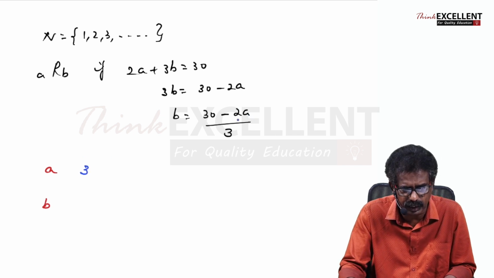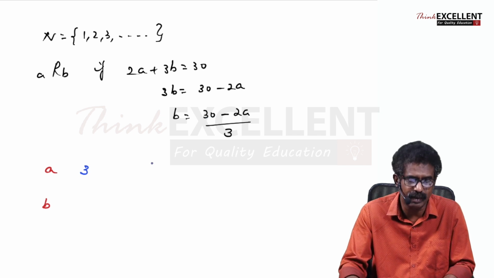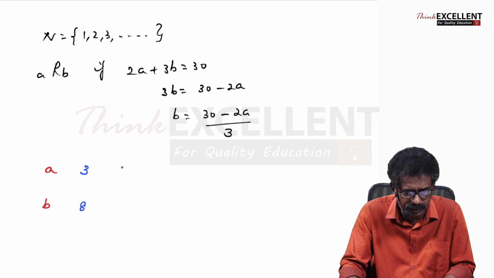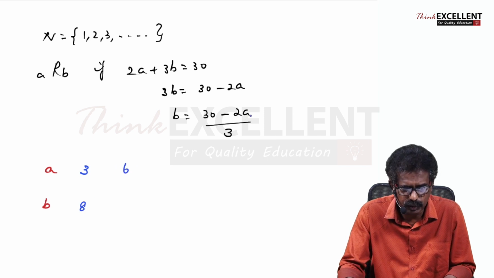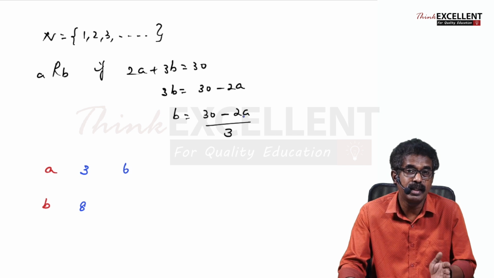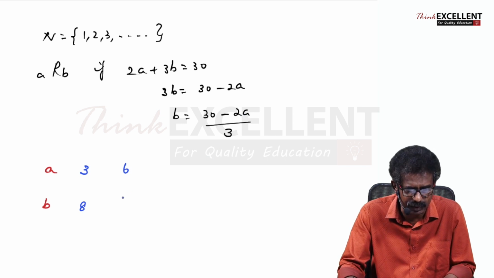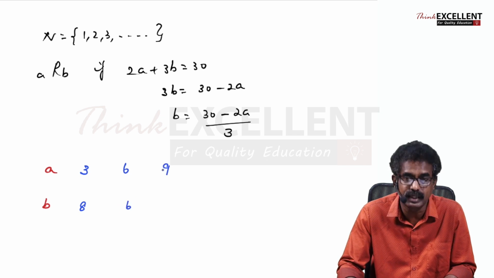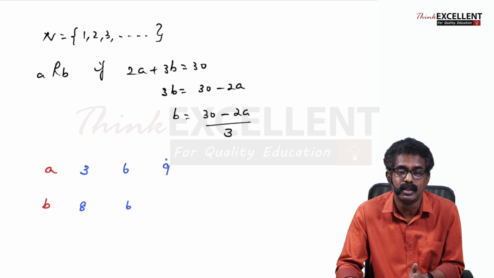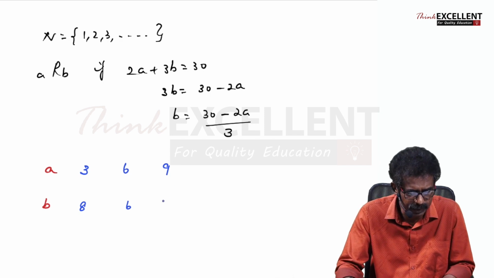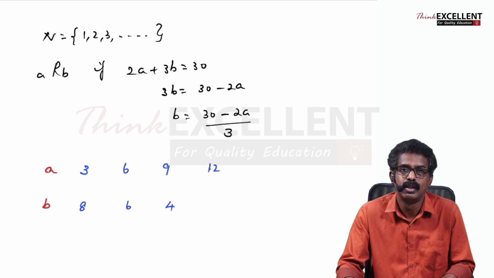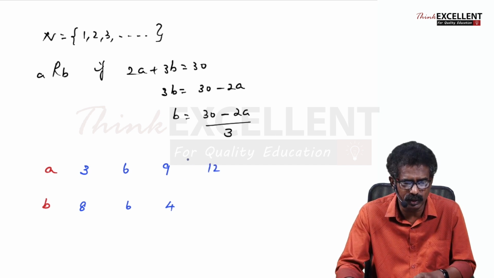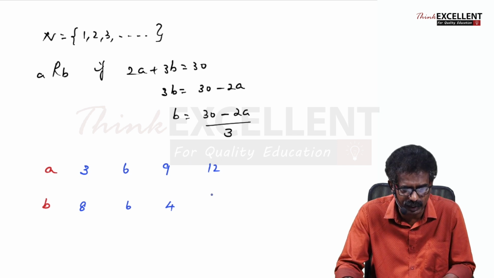When you put A equal to 3, 2 3s are 6. So 30 minus 6, 24. 24 divided by 3, you will get what? 8. Then you can give 6. So 2 into 6, 12. 30 minus 12, 18. 18 by 3, so you are getting 6. Then you can give 9. 3 tables you give. So 2 into 9, 18. So 30 minus 18 is 12. 12 by 3, you are getting 4. Next you give 12. 2 into 12, 24. So 30 minus 24 is 6. 6 by 3, it is 2.